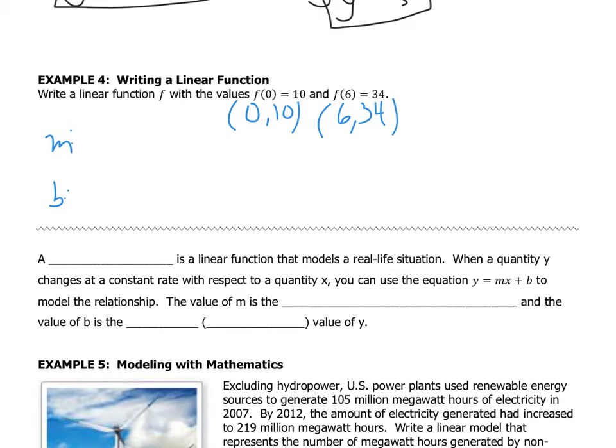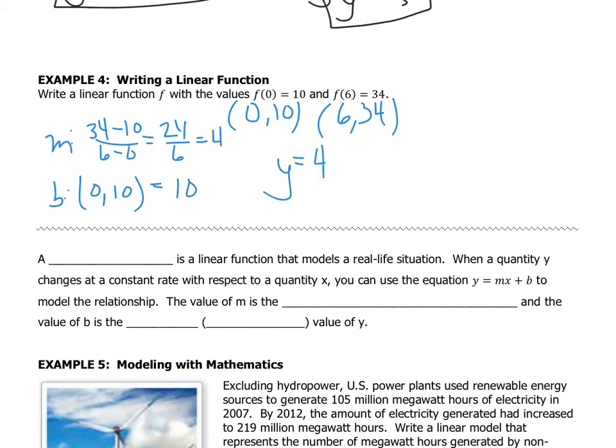So the slope, if I did 34 minus 10 as my rise, and then did 6 minus 0, I would get 24 over 6, which is 4. My b, the 0 for the x value, my y-intercept, is really 10. So the equation would be y equals 4x plus 10. So again, the function notation is just another way of writing what our ordered pairs would look like.